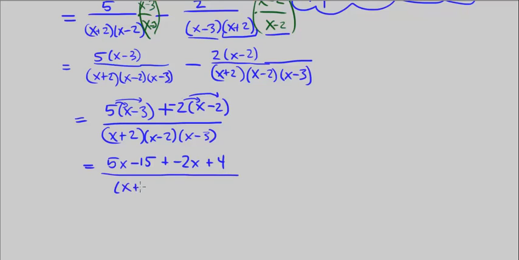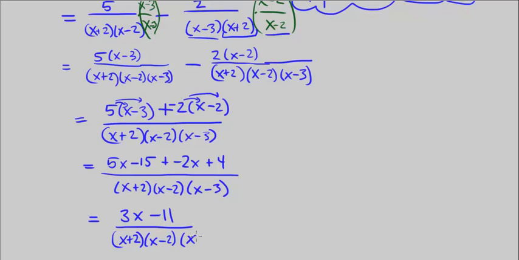In the denominator, I still have x plus 2 times x minus 2 times x minus 3. Combine the terms in the numerator. I have 5x minus 2x is 3x. Negative 15 plus 4 is minus 11 over, in the denominator, I have x plus 2 times x minus 2 times x minus 3. All right. So this right here is the simplified version when we're adding the two rational expressions.